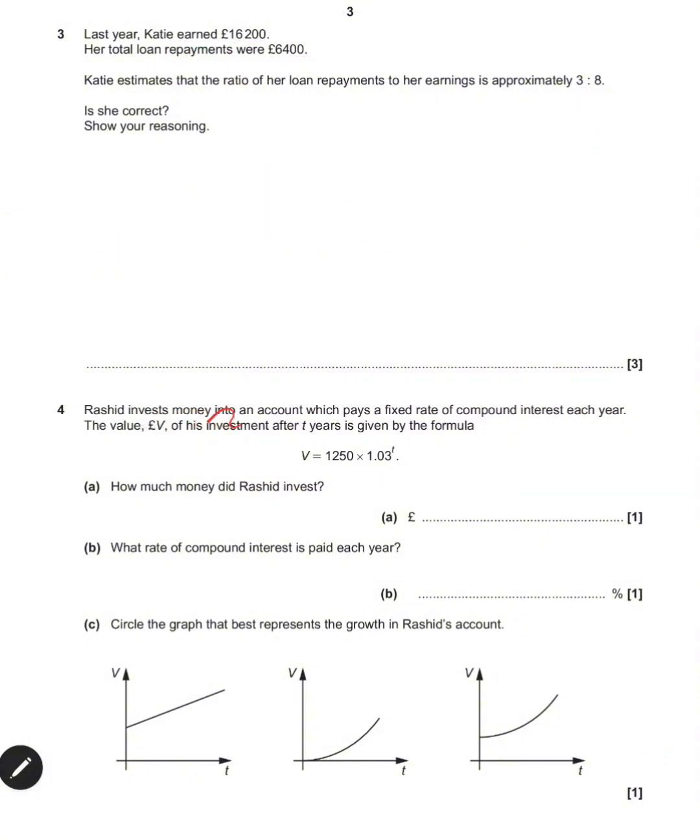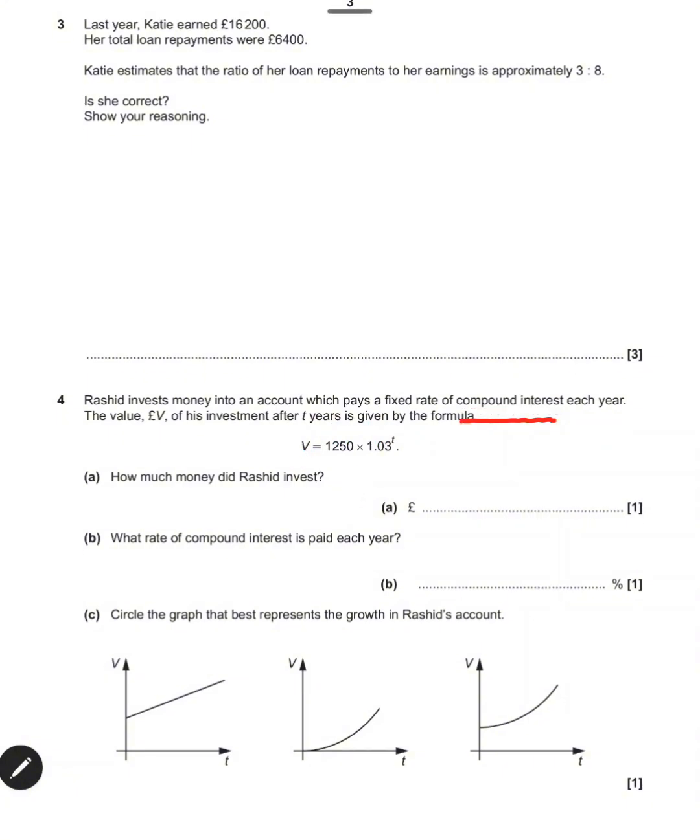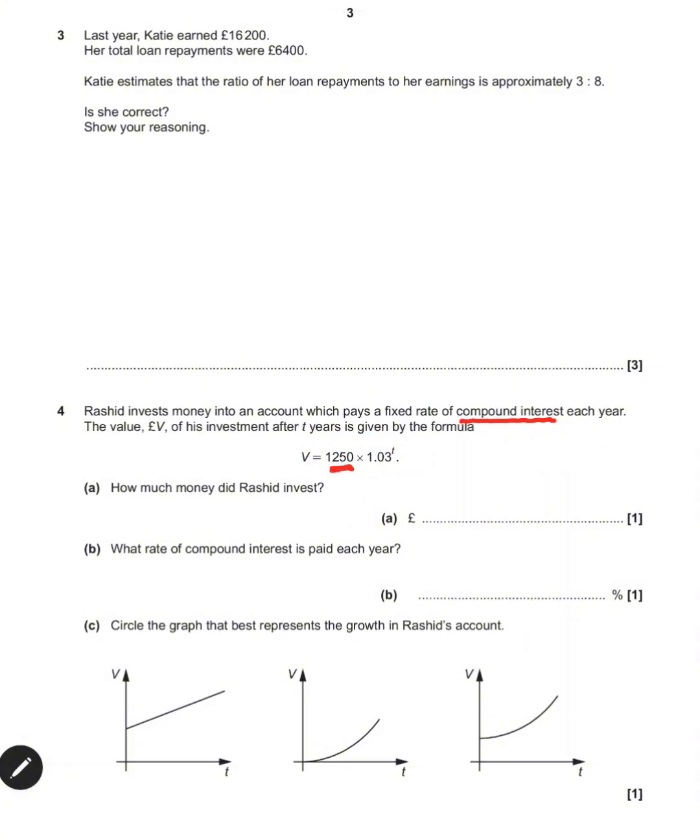Question 4. Rashid is investing money into an account which pays a fixed rate of compound interest each year. The value of V pounds of his investment after T years is given by this formula here. How much money did Rashid invest? If you've got this formula, this is your formula for compound interest. This here is your starting amount. So he started with £1,250.